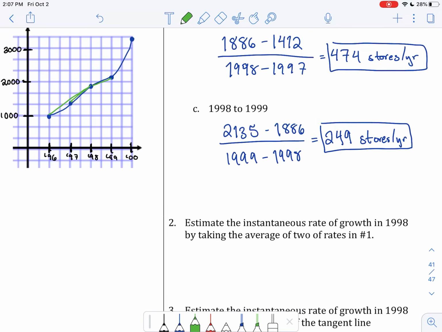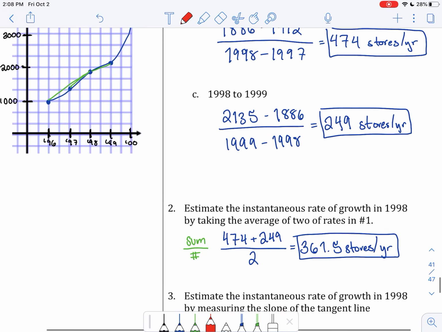Number 2 asks, estimate the instantaneous rate of growth by taking the average of 2 rates in number 1. So I'm going to use the 2 rates that seem closest to 1998, meaning these two from 97 and 99. So remember, taking the average is the sum over the number of numbers you're adding. So in this case, 474 plus 249 divided by 2, since we're adding 2 numbers. And so then the estimate would be 361.5 stores per year.